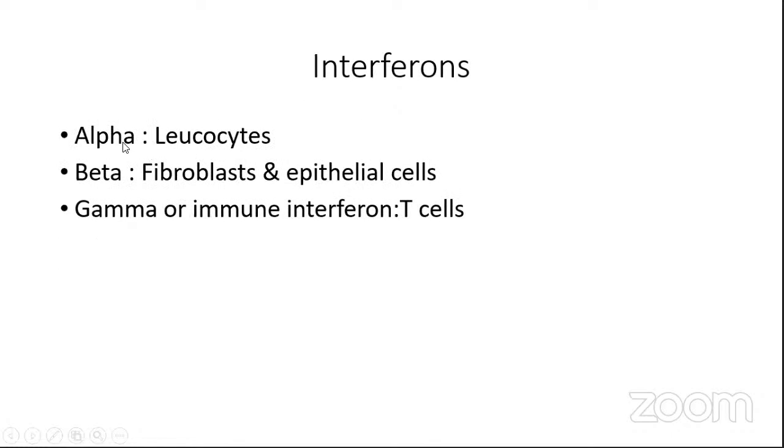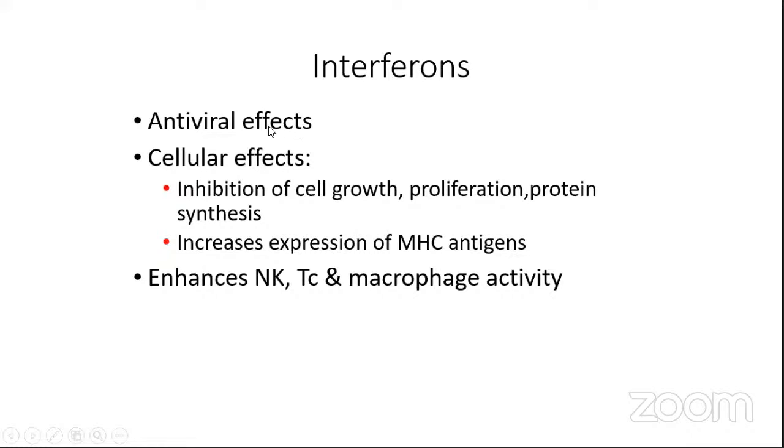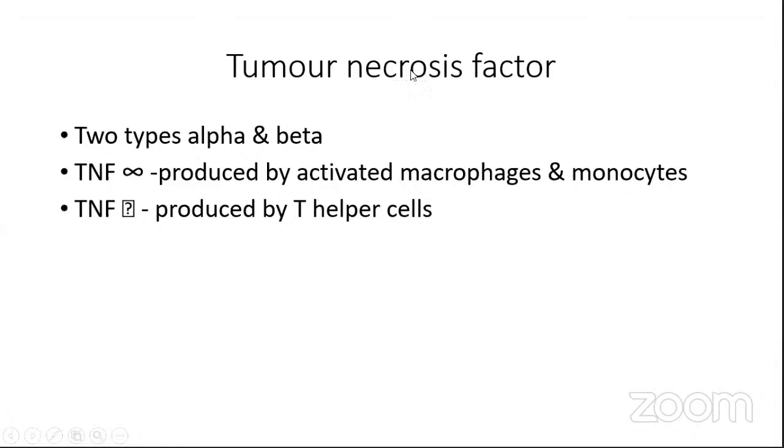Interferons may be alpha, which are produced by leukocytes, and beta, which are produced by fibroblasts and epithelial cells, and gamma or immune interferons, which are mainly produced by the T cells in response to virus infection. And they have an antiviral effect. Apart from that, they inhibit cell growth, proliferation, and protein synthesis, and they increase the expression of MHC antigen. They also enhance NK cell, T cytotoxic cell, and macrophage activity. Because of the interferons, these cells mainly get activated to handle virally infected cells.